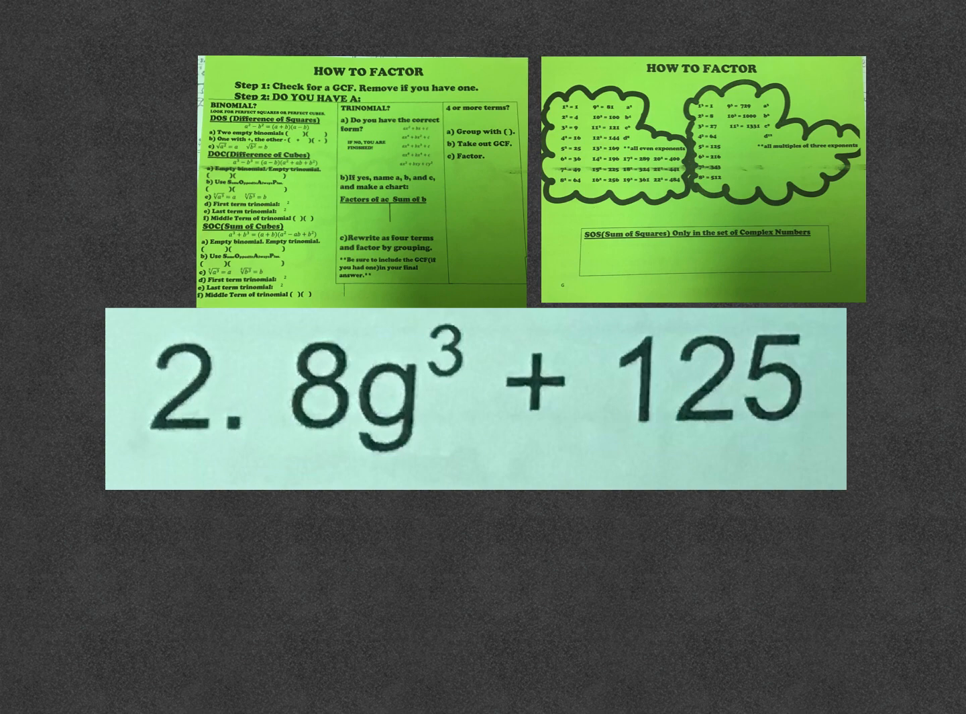Okay, sum of cubes down here. Empty binomial, empty trinomial. Use SOAP. That's what letter B says. This sign and this sign are the same. This sign and this sign are opposites. And this sign is always plus. I'm going to move this sign over just a little bit. Where's my undo button? There it is.